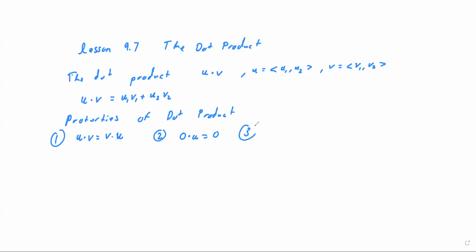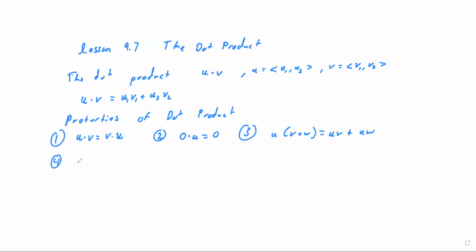The third thing, if you take a vector u and you multiply it to vectors v plus w, you can actually distribute it out as u·v plus u·w, and you would produce two different dot products, you would get two different numbers, but you would still add them to one singular number.